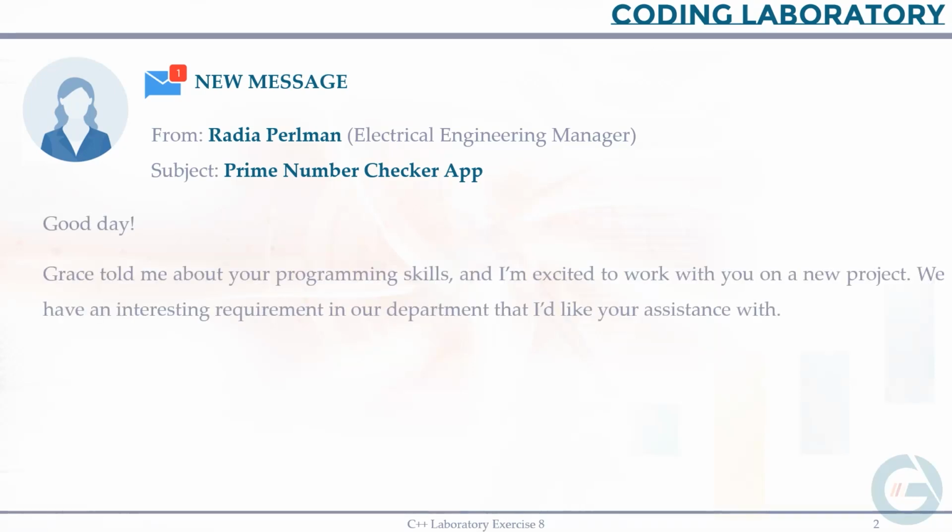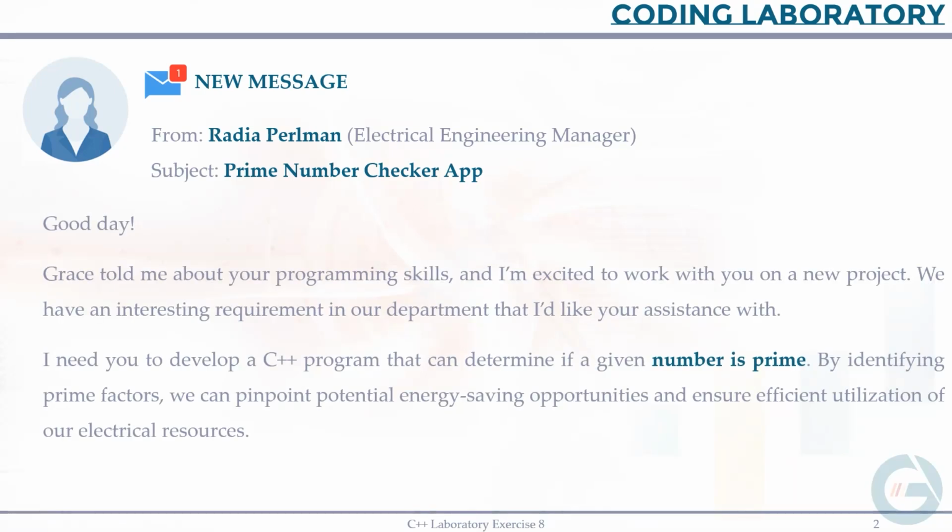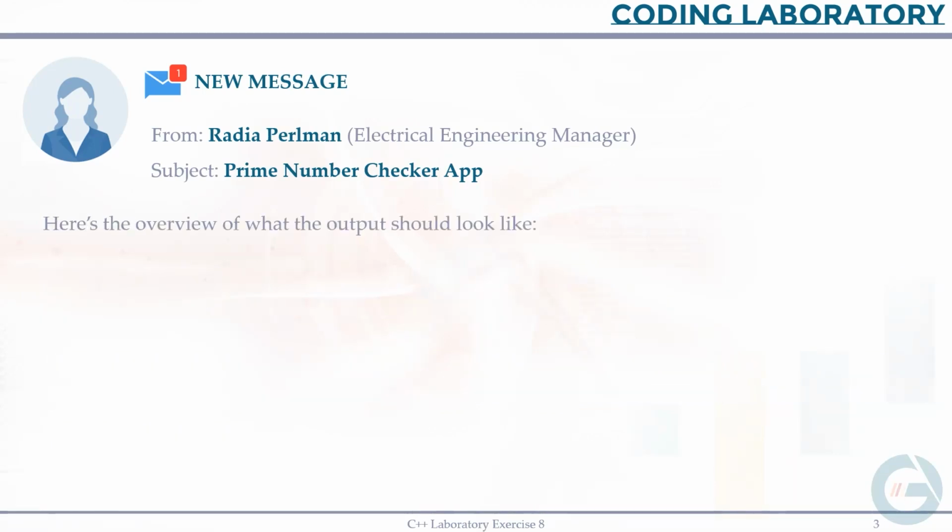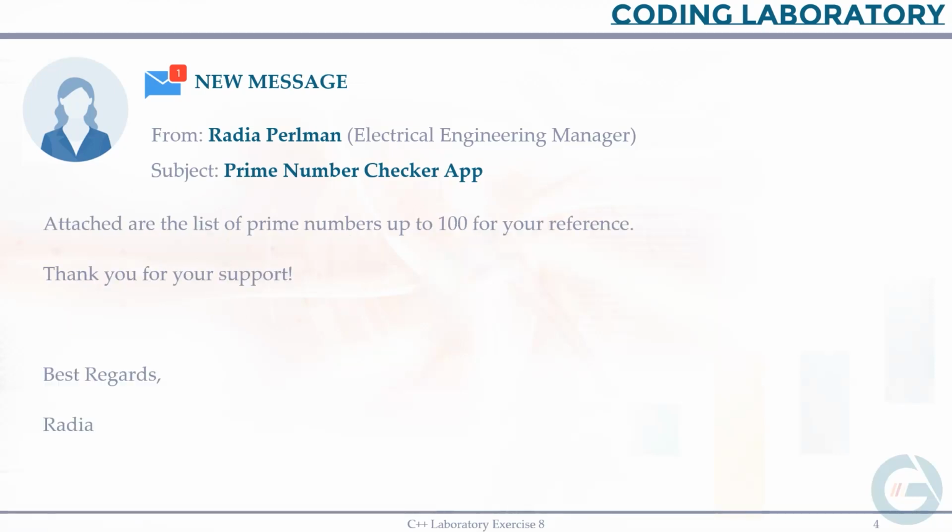Okay, the prime number checker. We are asked to develop a program that determines if a given number is a prime number or not. Simply, the user will enter a number, let's say 17, and the program will evaluate if that number is a prime. In this case, 17 is a prime number. The only difference this time is that we will be using a for loop.